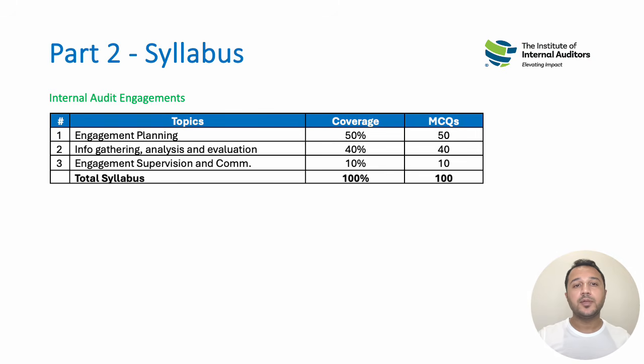Overall syllabus coverage: the first, planning, comprises 50%, information gathering and evaluation is 40%, and supervision and communication is 10%. And subsequently, you can presume that 50% of MCQs come from engagement planning. A lot of MCQs, case-based scenarios, quick small cases where you have to select the right answers might come from the planning, 50%, information gathering and evaluation 40%, and engagement supervision and communication 10%. So this is the overall overview of CIA Part 2.